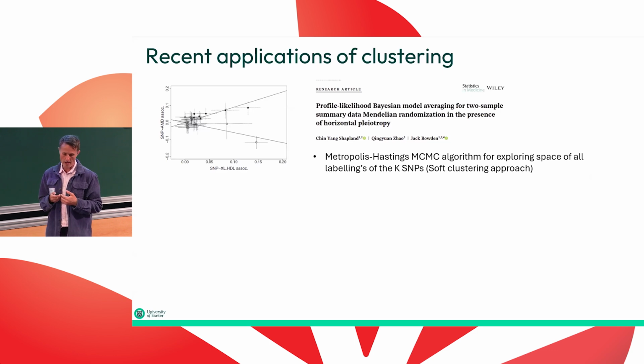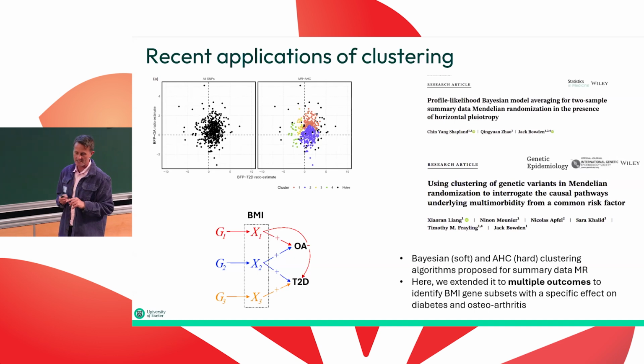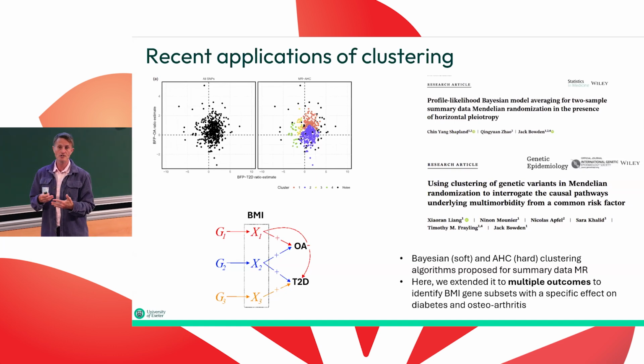Here is one example that we used. I'll just skip to this slide here. We've taken this approach forward in several different directions, and we've proposed Bayesian methods to do soft clustering of the genetic data, and then also a method called agglomerative hierarchical clustering, which is a hard clustering method to try and delve into the data and find this latent substructure. The plots I'm showing here relate to the second publication in that list, the agglomerative hierarchical clustering approach, where we extended the idea also to multiple outcomes.